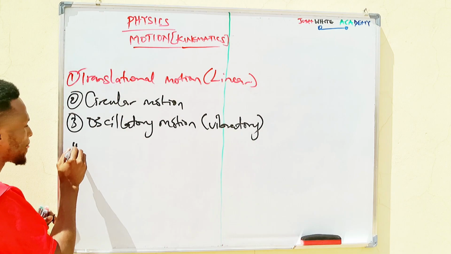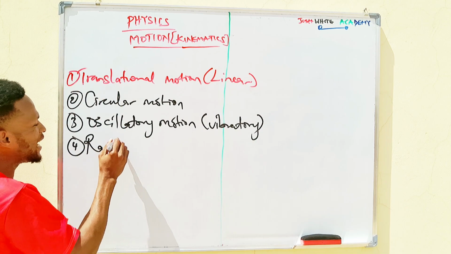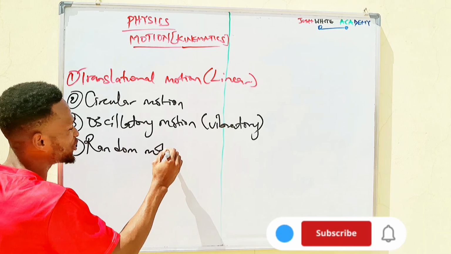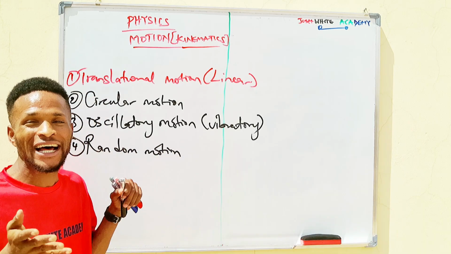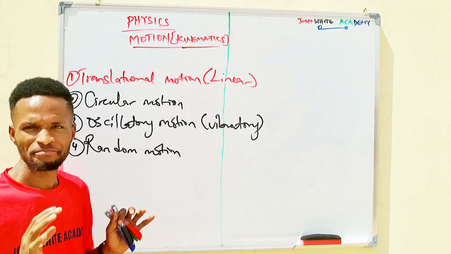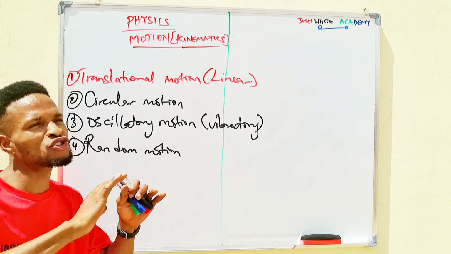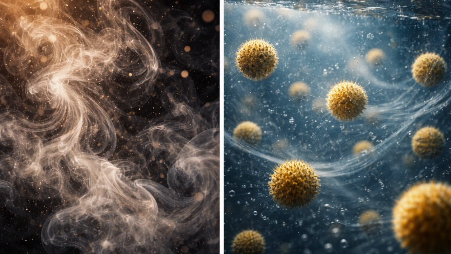Number 4, we have the random motion, where a body moves in a zigzag, non-directional, scattered manner, like the movement of smoke in air, the movement of pollen grain tossed by the water tide, or the movement of dust particle in the air. They follow a random motion as explained by Brownian motion.